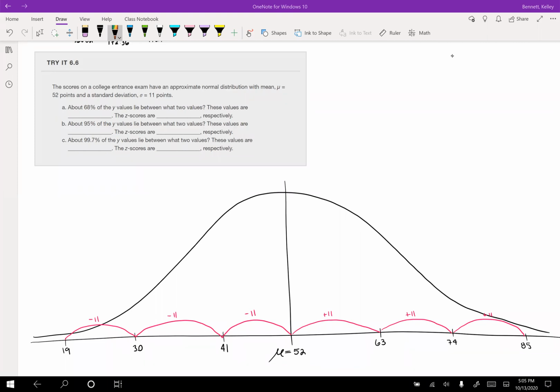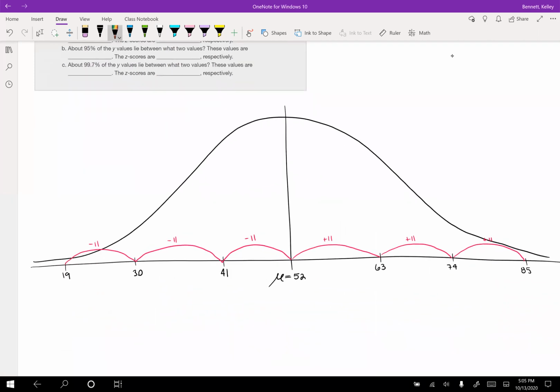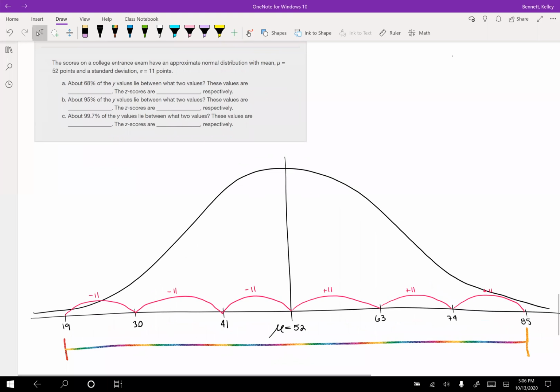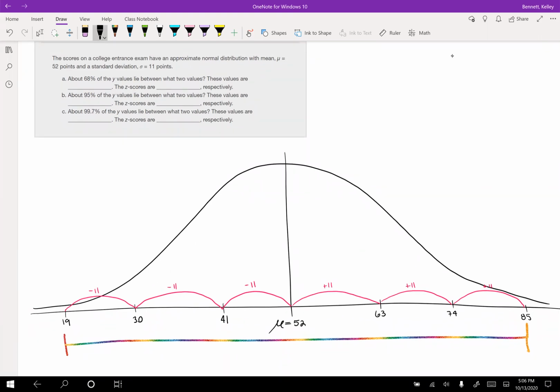So looking at within 3 standard deviations, let's scroll up a little bit. So 3 standard deviations, that's the full shebang almost, right? So that's going to be 19 to 85. I'm doing this backwards now. 19 to 85. And that's -3 and +3 for my z-scores.